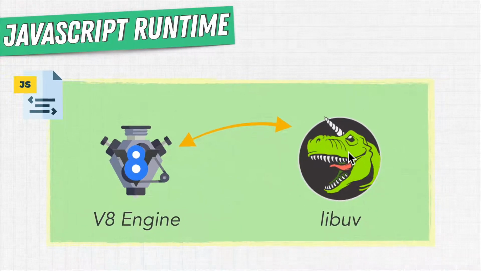Now, I know this is kind of confusing, and we're going to dive deeper into this topic, but that's what Node is. A JavaScript runtime is an environment for us to run JavaScript that gives us a little bit more than just the V8 engine.